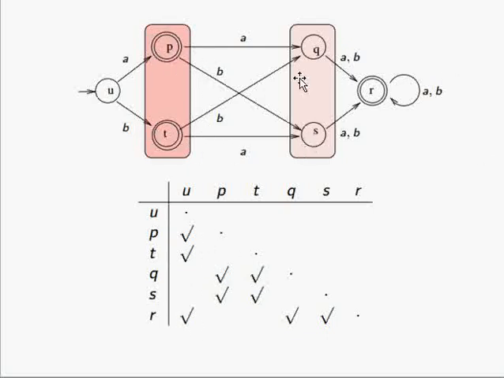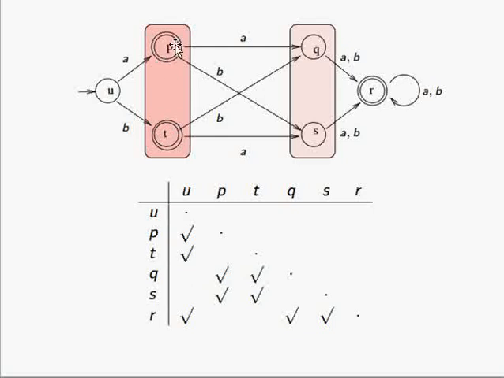Now take any one. Let's take P. Now in case of P, PR is right. And this is Q. QR is right. QS is not possible. TQ is possible. PQ, QP is possible. In the same manner, we are going to put a tick mark on every pair that follows the rule where one state is final, another state is non-final.